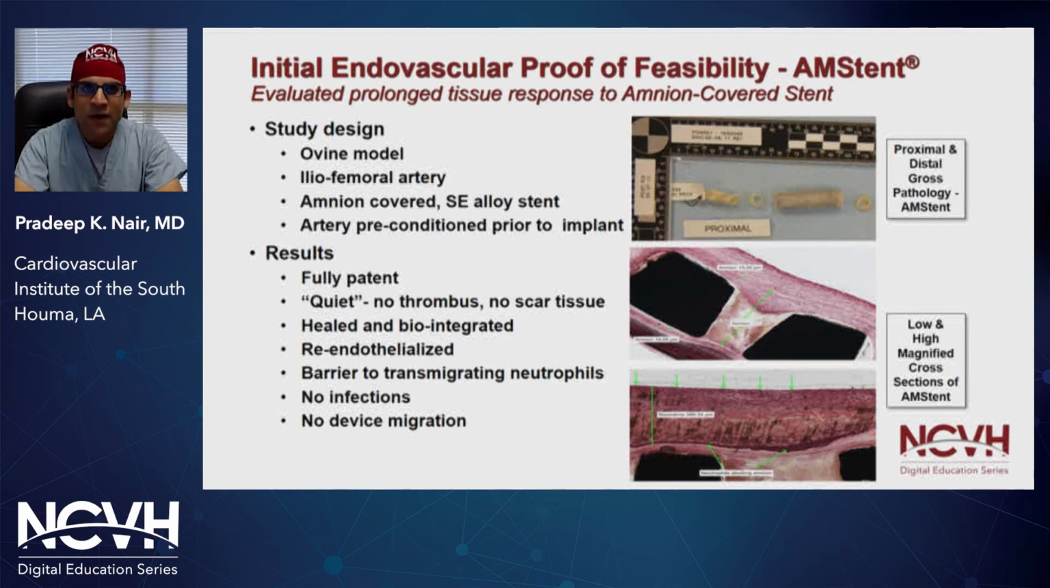So the initial endovascular proof of feasibility with the AMStent was evaluated in, again, an ovine model in iliofemoral arteries using the amnion-covered, enveloped, self-expanding alloy stent. Essentially, very promising findings were noted. There was no thrombus or scar tissue. These stents healed and were fully biointegrated. They re-endothelialized, and the amnion served as a barrier to infiltrating neutrophils, which can predispose us to restenosis. There was no infection and no device migration.